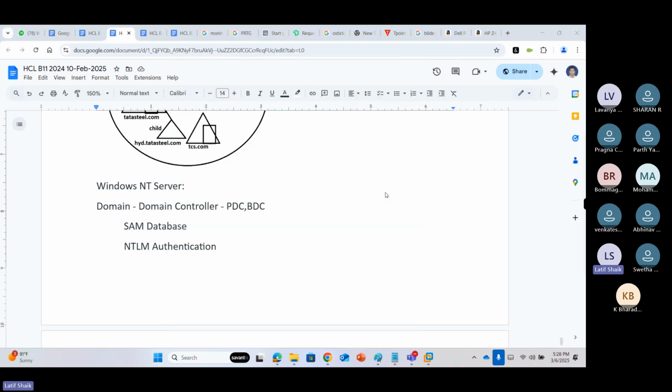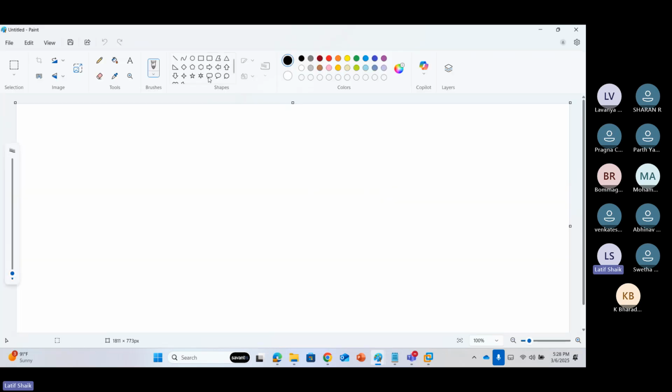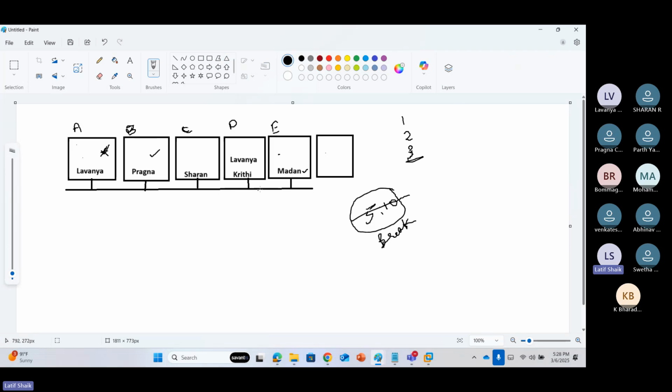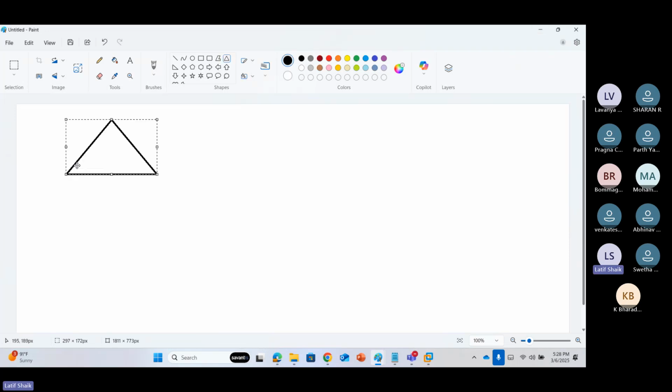At that time, this is a symbolic representation of a domain. When I draw this, it means systems are connected in the network. It's not about bus topology or anything like that. The triangle is a symbolic representation of a domain, and this rectangle is a representation of a domain controller. So this is my domain, for example the Tata domain, the first Tata domain enterprise, and this is a domain controller.